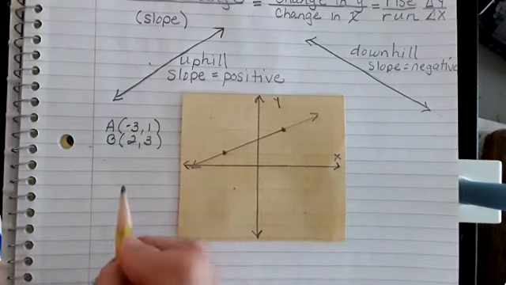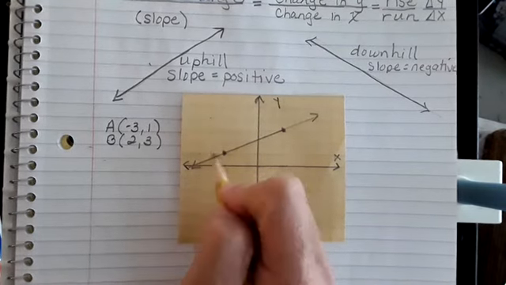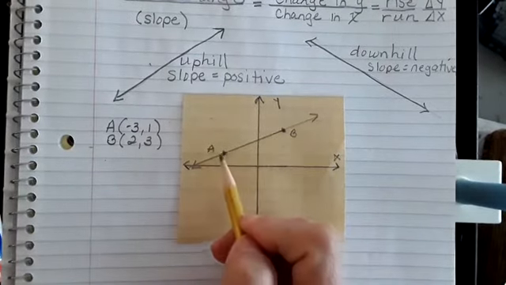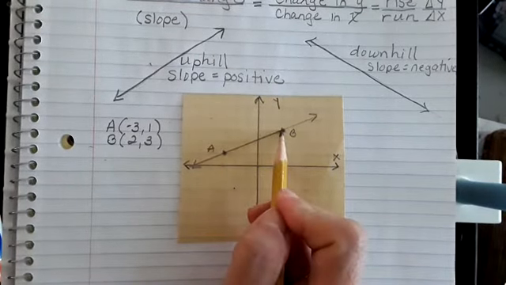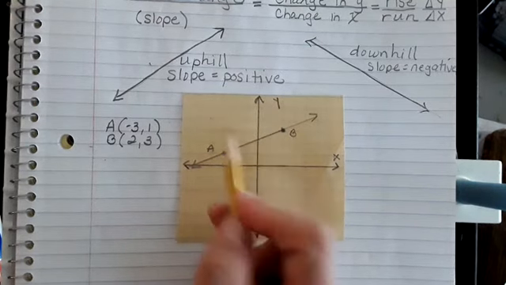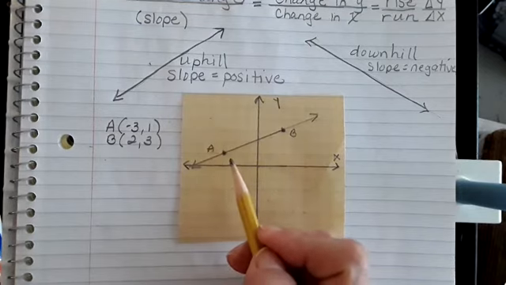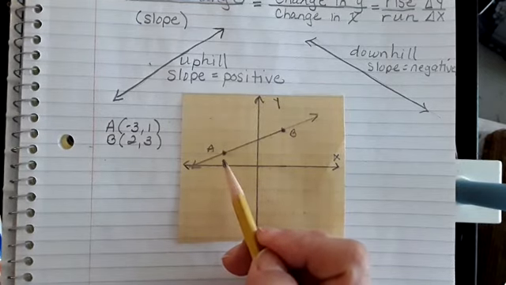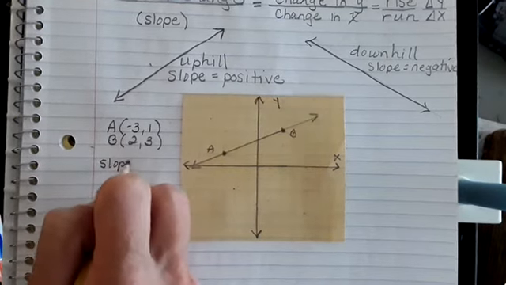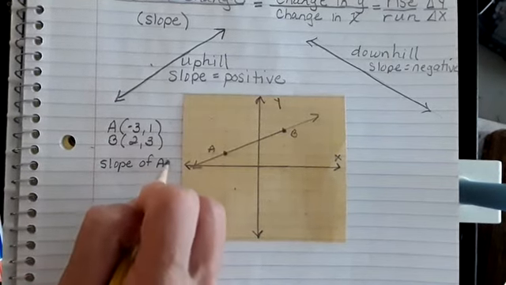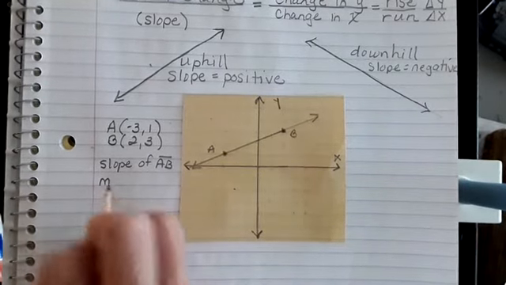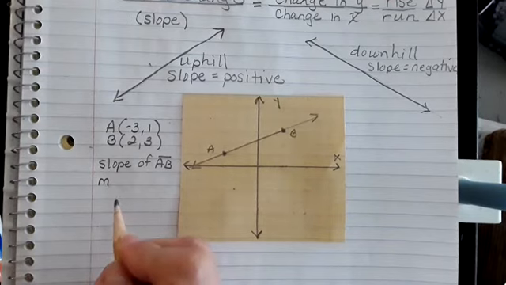All right, so here, let's call this one A and this one B. It does not matter if you start at A or if you start at B, but what you need to do is travel from one point on your line to another point, only going vertically and horizontally, because slope is your rise over run. So to find your slope of AB, all right, from A to B, we use the letter M to represent slope.